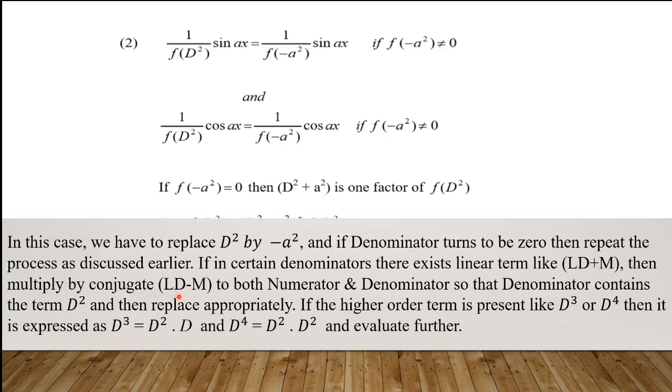LD plus M का conjugate क्या होगा? LD minus M. If I have the term as D plus 5, what will be the conjugate? D minus 5. So multiply this D minus 5 to both numerator and denominator so that denominator contains the term D square. Now आप बोलोगे कि भाई D square कहां से आ गया? D plus 5 into D minus 5 will become D square minus 5 square, means it becomes D square minus 25, because the algebraic formula says that a plus b into a minus b is a square minus b square.